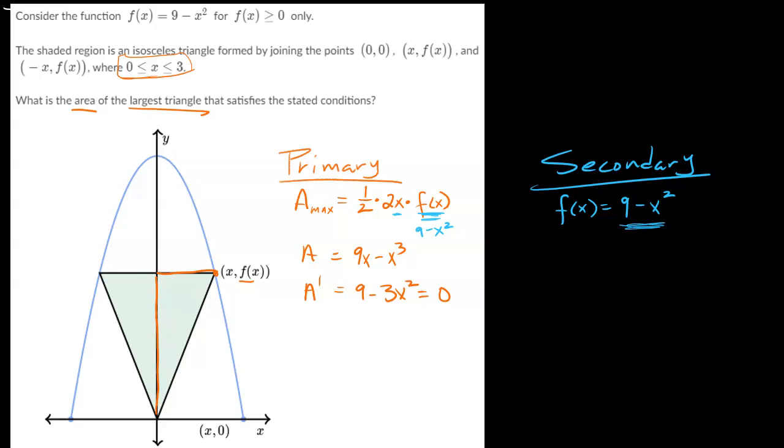Okay, so I need to solve this, and it looks like we're going to get an answer that's not horribly great. It would be plus or minus square root of 3 for x, but we can't use the minus because that's not between 0 and 3. So x is square root of 3, and we want to verify that's a maximum volume.